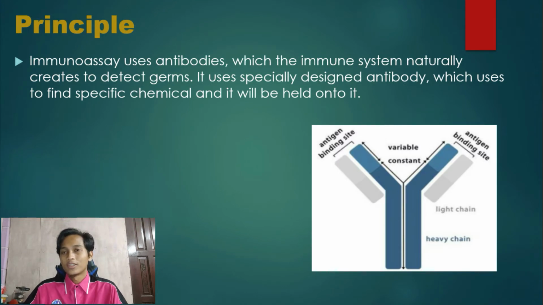Immunoassay uses antibodies, which the immune system naturally creates to detect germs. It uses specially designed antibodies to find a specific chemical, and it will be held on to for the rest of the time. So immunoassay has a specific structure, which is two binding sites for antigen and one binding site for the substance that we are going to find and investigate.